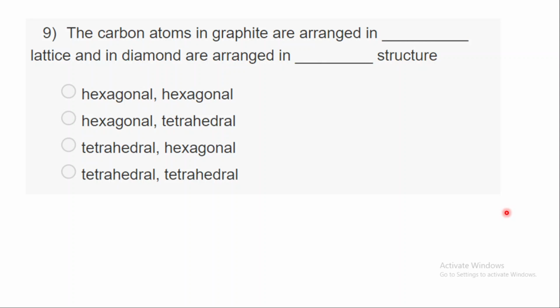Come on. Last two questions, this and the last one. We want good participation. Please try to answer, don't shy out. What do you think is the correct answer? I'll read the question again. Carbon atoms in graphite are arranged in dash lattice and in diamond are arranged in dash structure. So there is a different combination of hexagonal and tetragonal, hexagonal and tetrahedral. Try to answer, mention your answer in the chat box. I'll wait for a minute for all the students to answer.